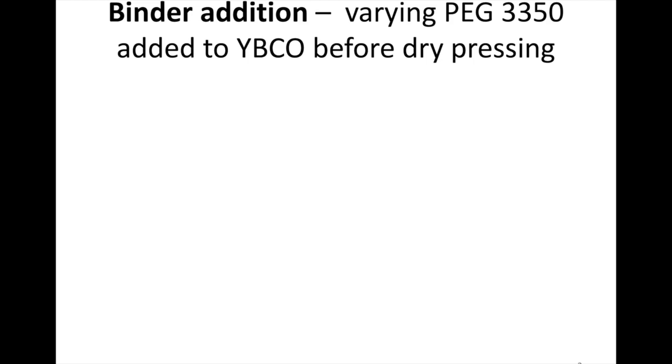The first one is binder additions. This year we are adding PEG, polyethylene glycol, with a molecular weight of 3350. So it's PEG 3350. We're using this as our binder, and we're adding this to the YBCO before we dry press to make our pellets. I've set this as one of our conditions, so we're using varying amounts of this PEG 3350.